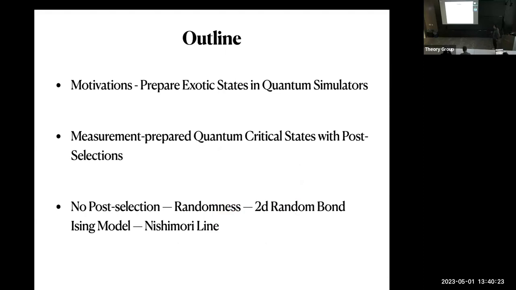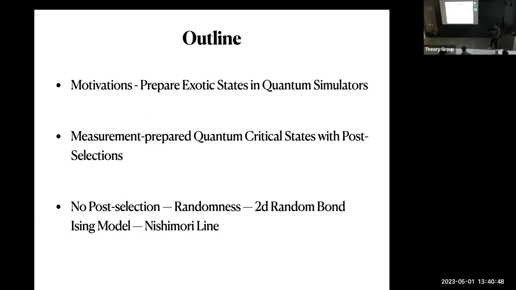So the talk will be in 3 parts. The first part, I just give you some examples where interesting quantum states like symmetry breaking states and topological order states can be achieved by these unitaries plus measurement. And then I'll tell you how to prepare critical states with post measurement using this degree of freedom of measurement angle.